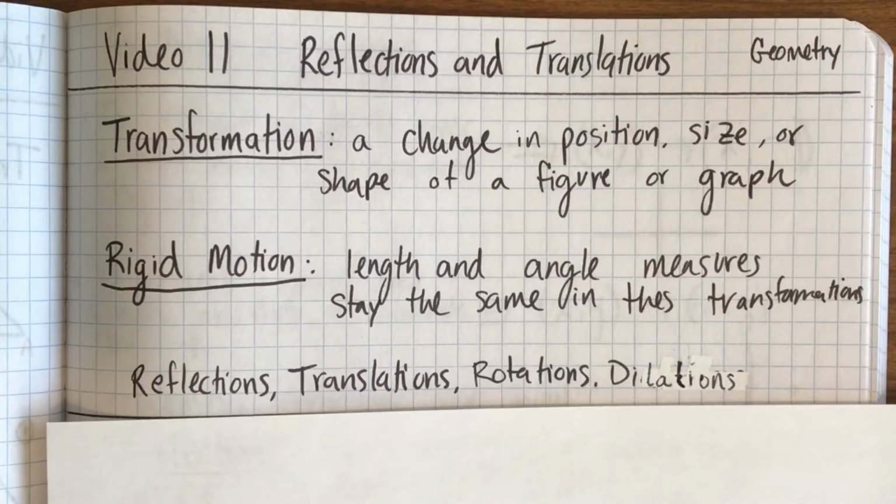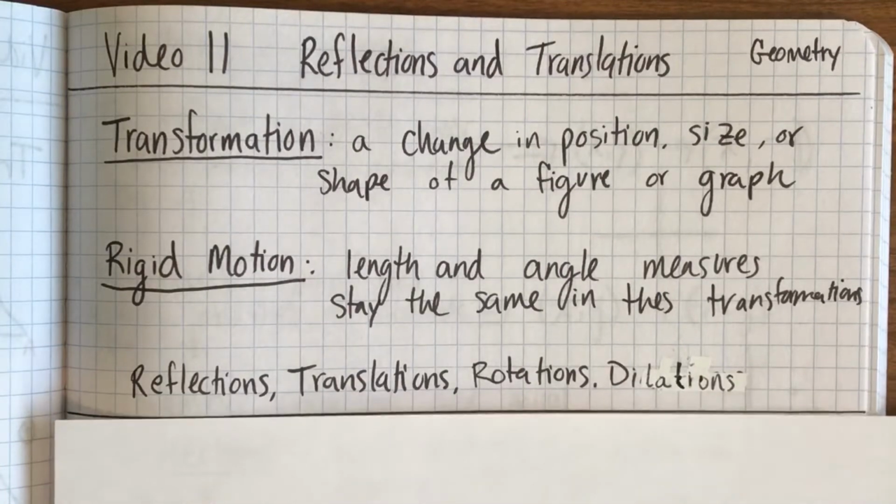And rigid motions are what we're going to be looking at in these videos, where the length and the angle stay the same. So that would be reflections, translations, and rotations, but not dilations. Dilations actually change the shape. It makes it from bigger to smaller or vice versa. If you ever go to the eye doctor and get your eyes dilated, your pupils become really, really big. And so it's the changing of shape.